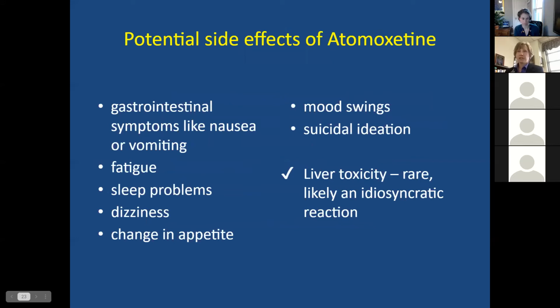A lot of potential side effects on atomoxetine as well. There are black box warning labels on some medications, and for this one, the potential for liver toxicity. It was a rare and idiosyncratic reaction that was reported early on, which we have not heard additional reports or warnings in regards to, so very low risk. Very safe and effective medication when it works, as well as the stimulants in my experience, but it doesn't work as often as the stimulants. Next slide.